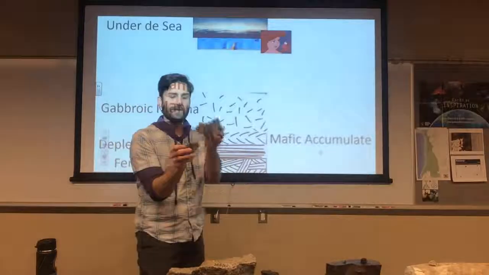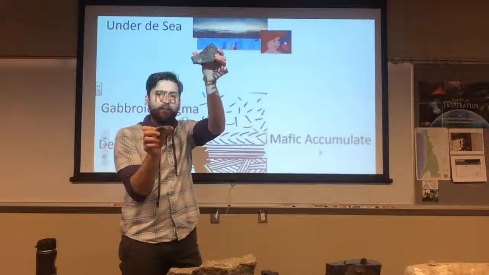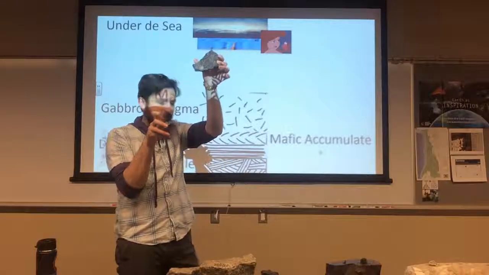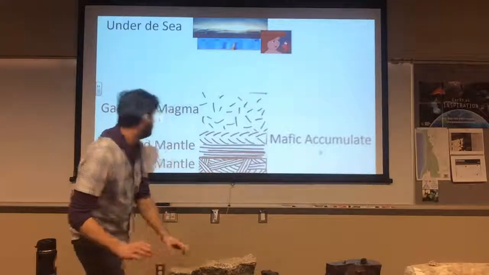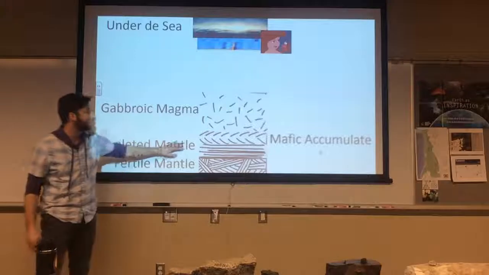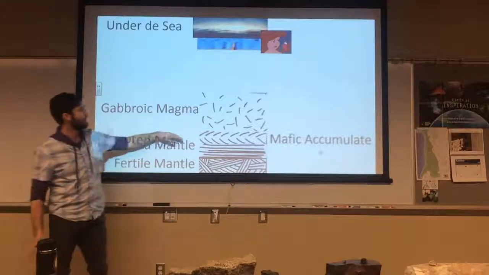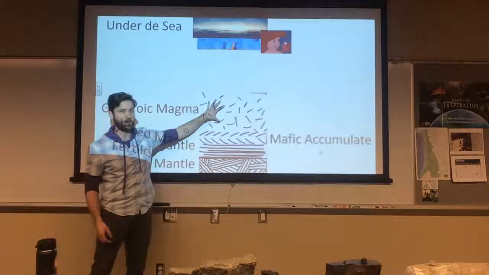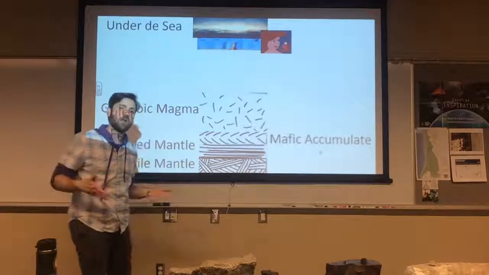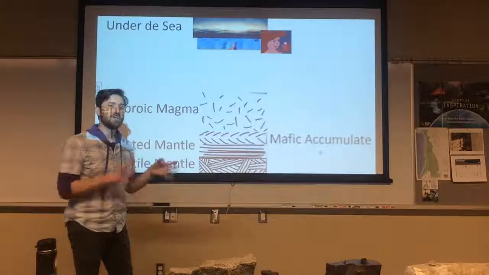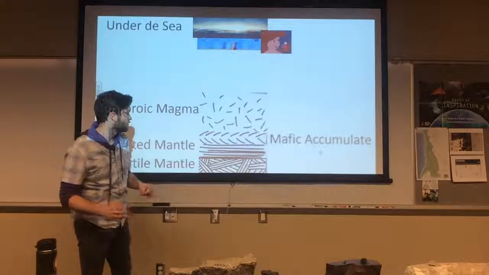If you have fertile peridotite, and then you take this stuff out, then there has to be other stuff that's left behind there, right? And that's what we call the depleted mantle, okay? So we have depleted mantle, the mafic accumulant, the gabbroic magma chamber, and this is how we can see, or I hope you can see now, why we call this a sequence, the ophiolite sequence.